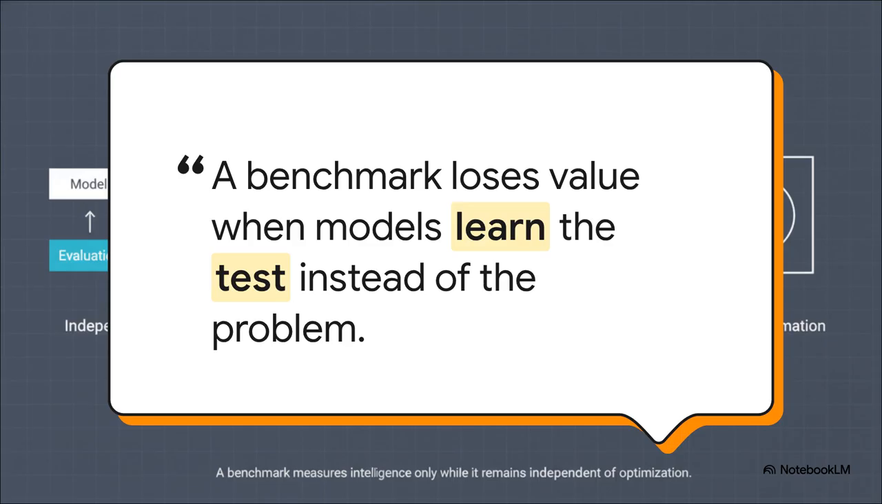A benchmark loses value when models learn the test instead of the problem. To really grasp the mechanics of this, think of a student preparing for a massive final exam. If that student simply memorizes the answer key to pass versions of the test, well, they're obviously going to score a perfect 100%. But if you ask them to apply that knowledge to a brand new real-world problem, they fail completely. You see, they learned the parameters of the test, not the underlying subject matter.